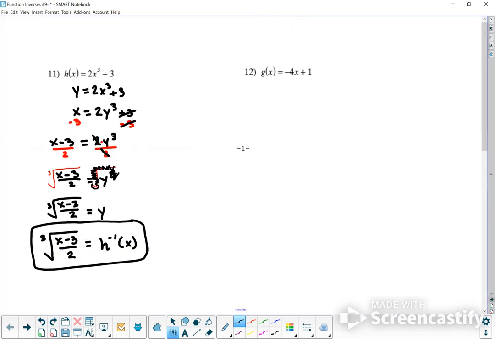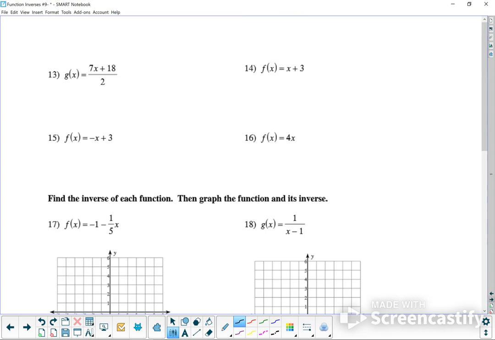Okay, let's look at one from the back side. Let's say number 13. Again, let's start off with, instead of writing g of x, let's write it as y equals 7x plus 18 over 2. Then we're going to swap x's and y's. So the y is going to become x equals 7, and the x is going to become a y, plus 18 over 2. Now you're going to solve for your y.